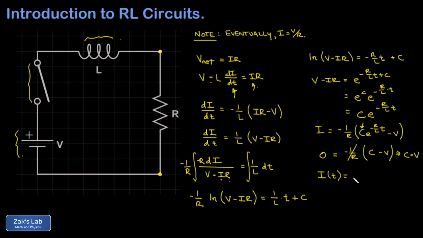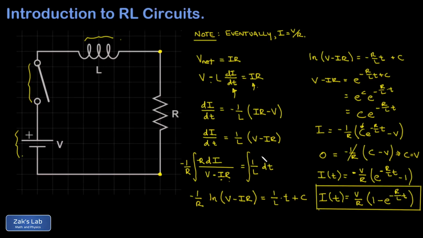And I can factor the V out as I go, and I end up with a negative V over R times e to the negative R over L t minus 1. This would be a bit nicer if I just distributed the minus sign. And I get V over R times 1 minus e to the negative R over L t.